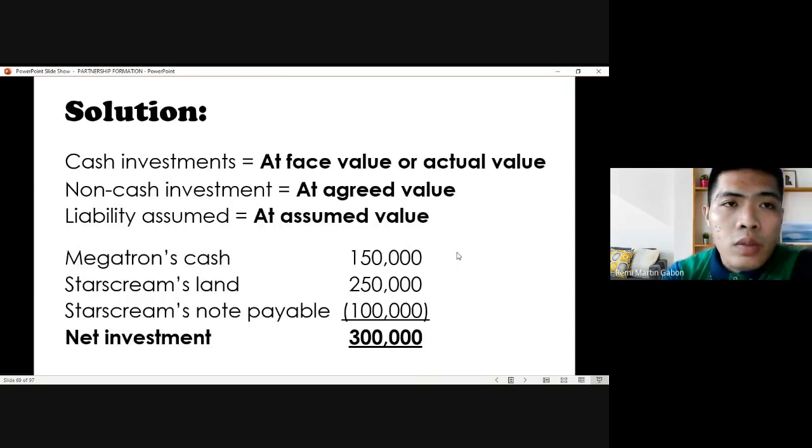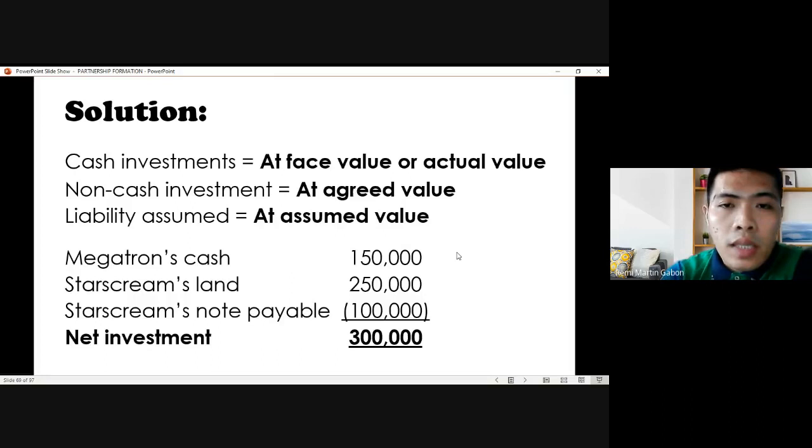So, necessary solution: cash investment is always at face value or actual value. Non-cash investment, have it at agreed value. Then the liability assumed, have it at the assumed value. Okay? However, there are some problems that will revalue liabilities. If the liability has a given fair value, always assume fair value. If the liability has no assumed fair value, then always consider the assumed value of the liability.